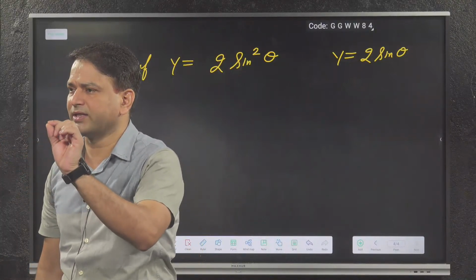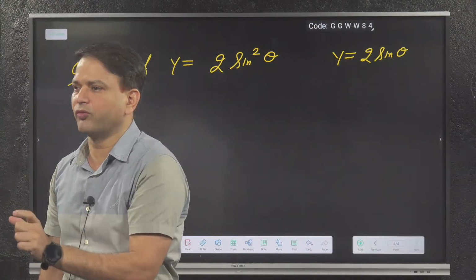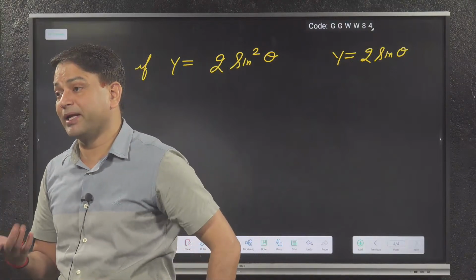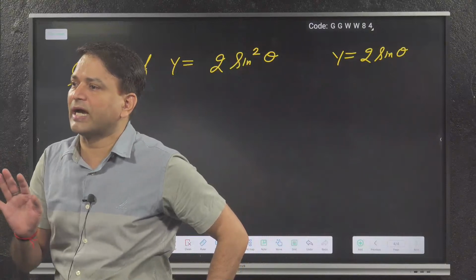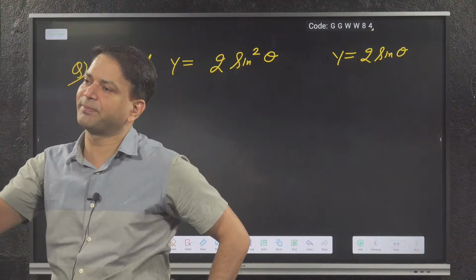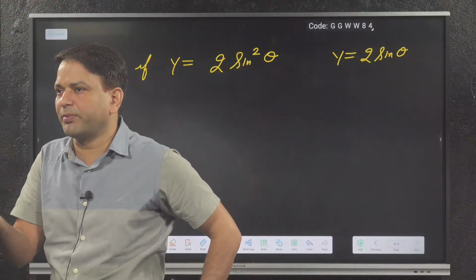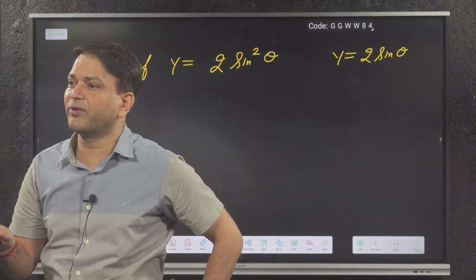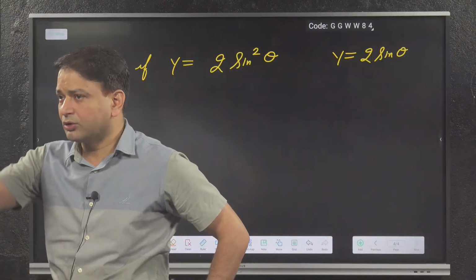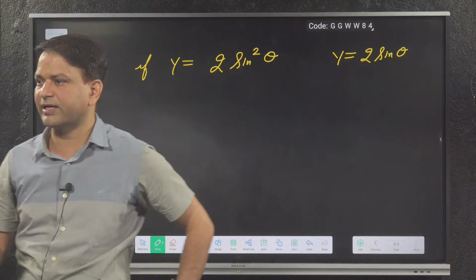Y is equal to 2 sine theta. Here 2 is fixed, sine theta is the variable. Sine theta maximum is 1. When sine theta is maximum, y is maximum. Now suppose I am asking what is the minimum value of y when y is equal to 2 sine theta. The minimum sine theta is minus 1. So when sine theta is minimum, y will be minimum. Then y is equal to minus 2. So if y is equal to 2 sine theta, then maximum is 2, minimum is minus 2. Everybody getting this or not?